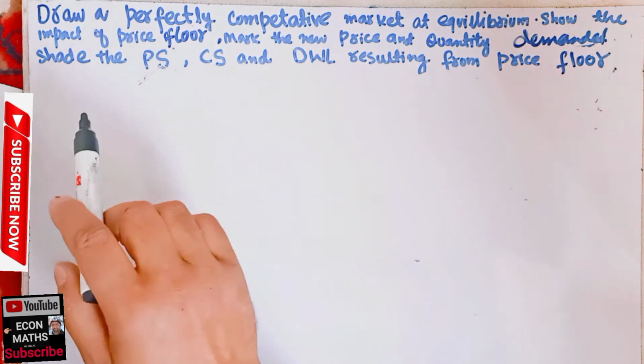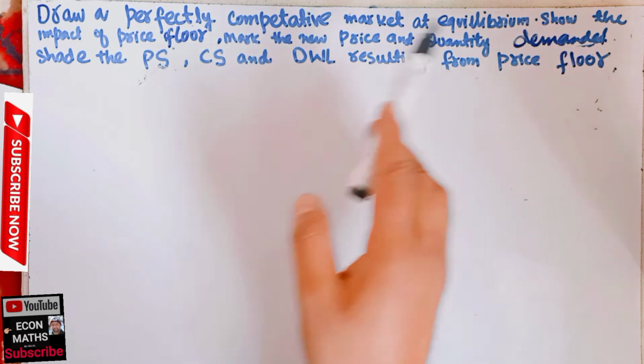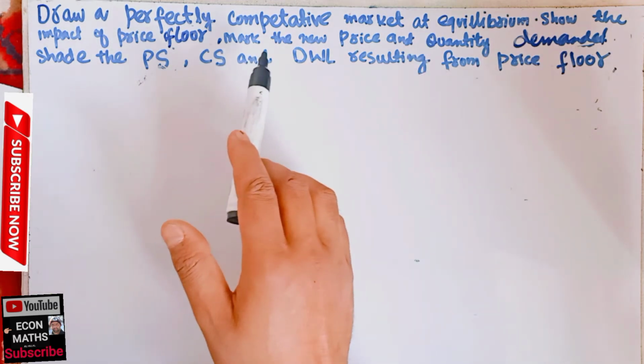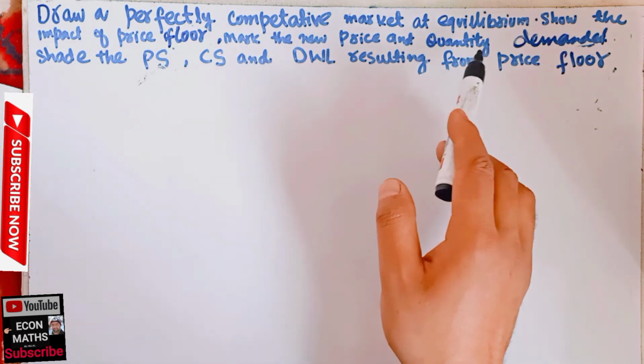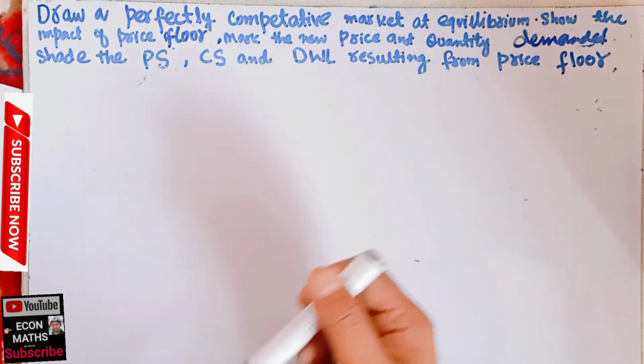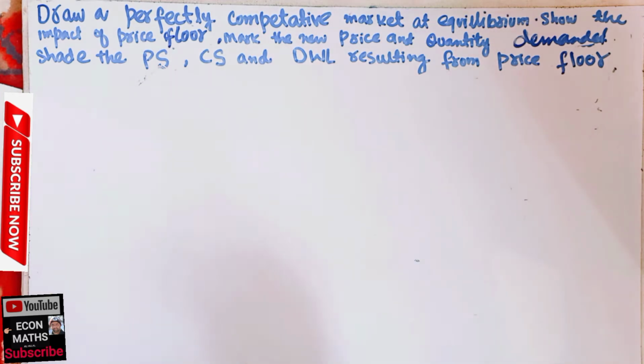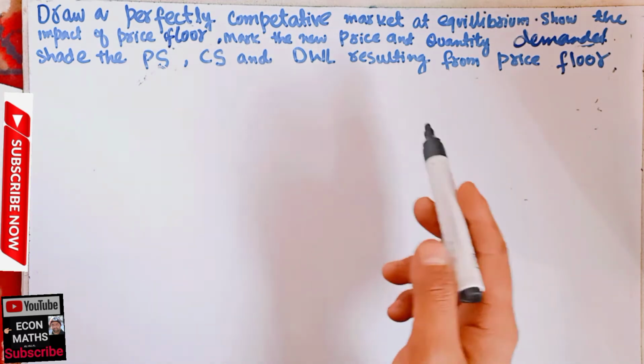The question is, draw a perfectly competitive market at equilibrium. Show the impact of price floor, mark the new price and quantity demanded. Show the producer surplus, consumer surplus and deadweight loss resulting from the price floor. So we have to graph this situation.